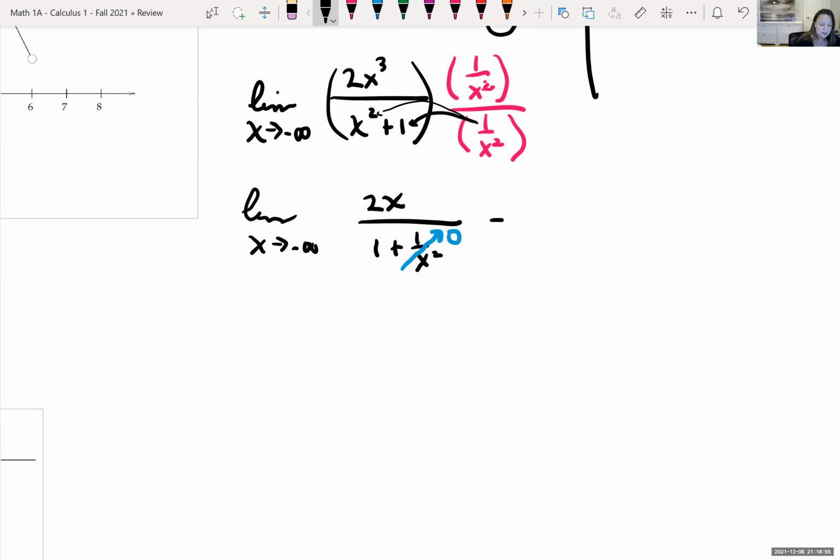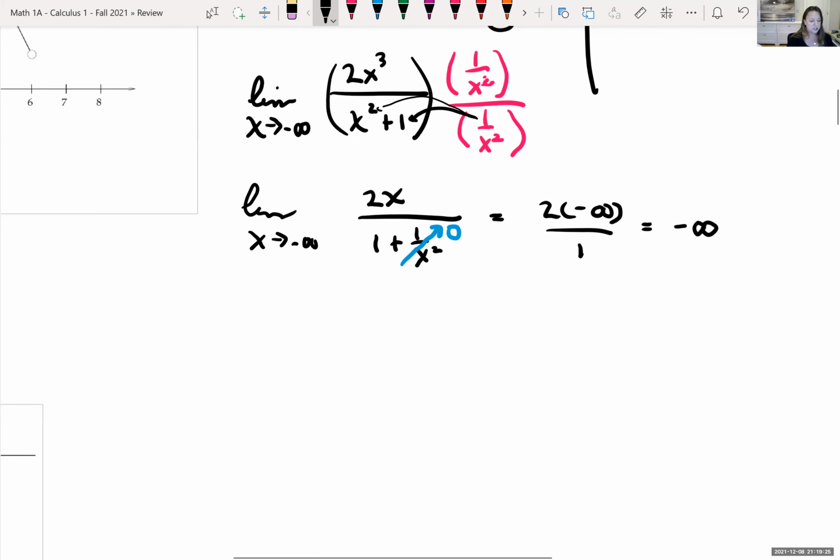And so we're left here with 2 times negative infinity all over 1. So this is going to negative infinity. The limit doesn't exist. If you had used L'Hopital's rule, you were going to have to use that more than once. You'd have to use L'Hopital's rule twice in there to get it in the form that you could see what the limit was as x was approaching negative infinity.